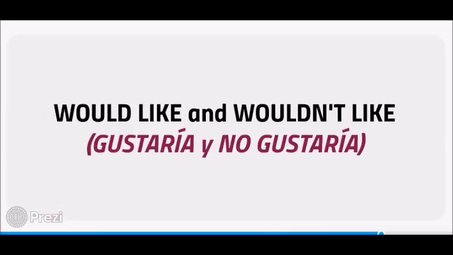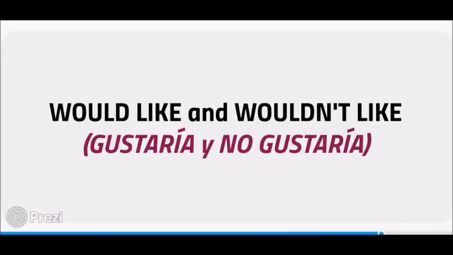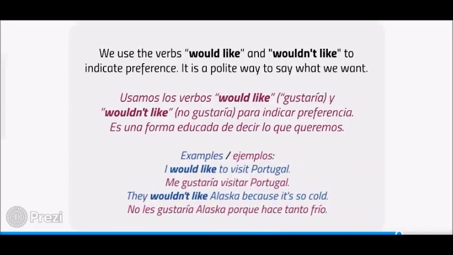Would like and wouldn't like. We use the verbs would like and wouldn't like to indicate preference. It is a polite way to say what we want. Examples: I would like to visit Portugal. They wouldn't like Alaska because it's so cold.